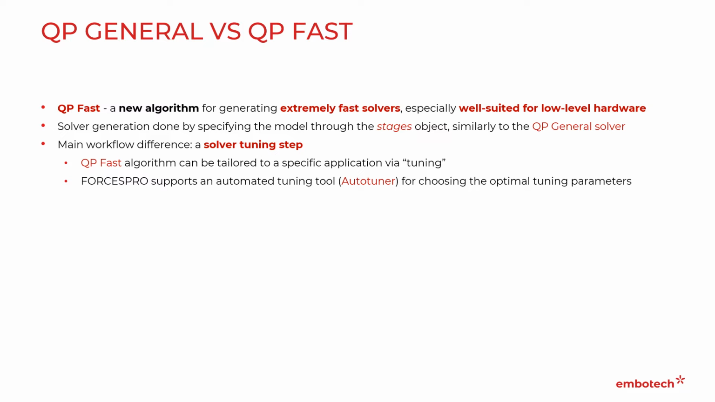FORCEPRO supports an automated tuning tool called AutoTuner for choosing the optimal tuning parameters. A key step in tuning a QP Fast solver is collecting the data on which it can be tuned. There are two options for obtaining the tuning data.